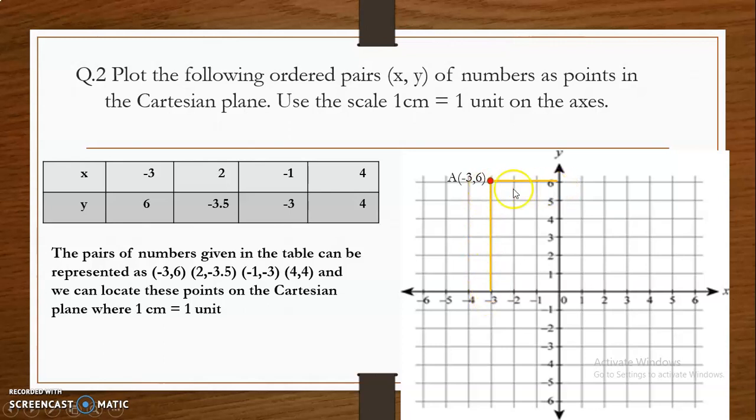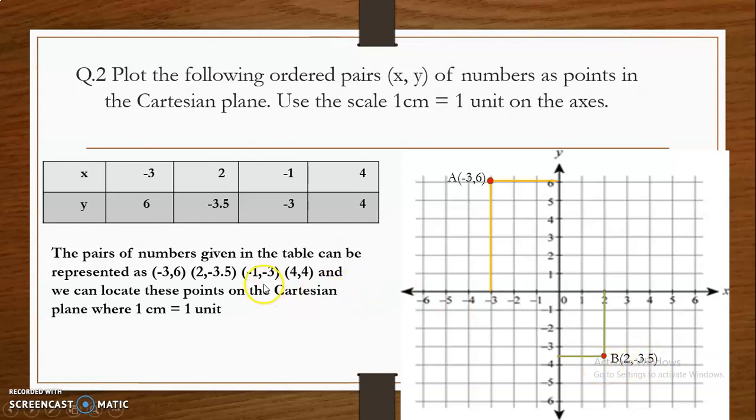Okay, let's understand the second point, (2, -3.5). So 2 distance away from the vertical y-axis, and how much distance away? Minus 3.5. So 2 away from the y-axis and minus 3.5 away from the x-axis, means below the x-axis, that is here. The point will be marked over here like this, where these two lines join, and we can mark it as (2, -3.5).